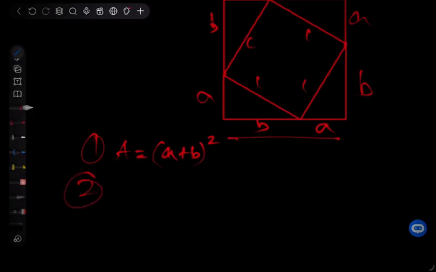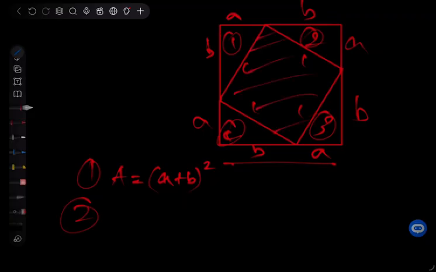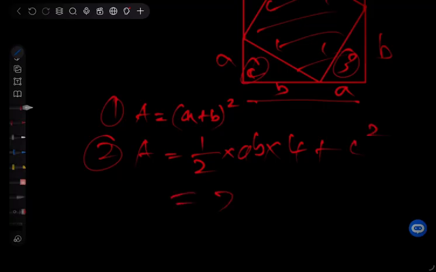Now the second method is to find the areas of these four triangles and add it to the area of the square. Since the area of a triangle is half base times height, the base is B and the height is A, so it's half AB times 4, since we have 4 triangles, plus the area of the square, which is C squared. Now this would be equal to 2AB plus C squared.